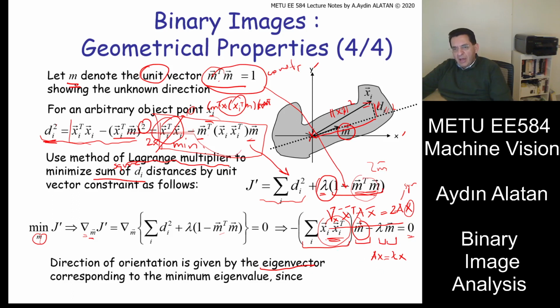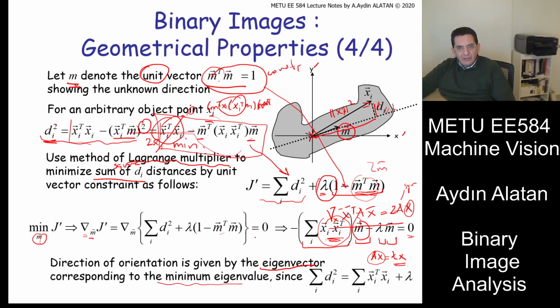Please note, you are trying to minimize this whole thing, and instead of this you can write alpha, lambda times x. If you insert these into here, you will see that the minimization term is equal to lambda. Therefore, we are talking about the eigenvector corresponding to the minimum eigenvalue.